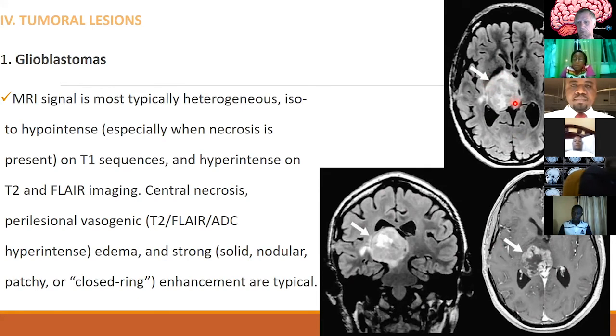These tumors usually have a heterogeneous enhancement on T1 imaging, as you can see here. This is the coronal cut of this same image, where we can see a heterogeneous hypersignal.